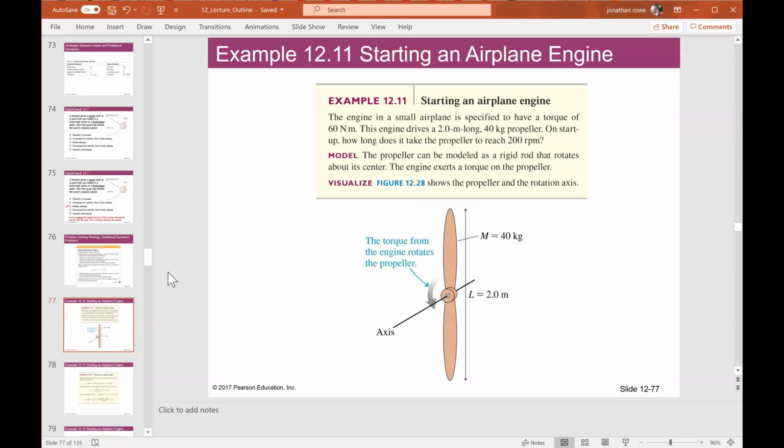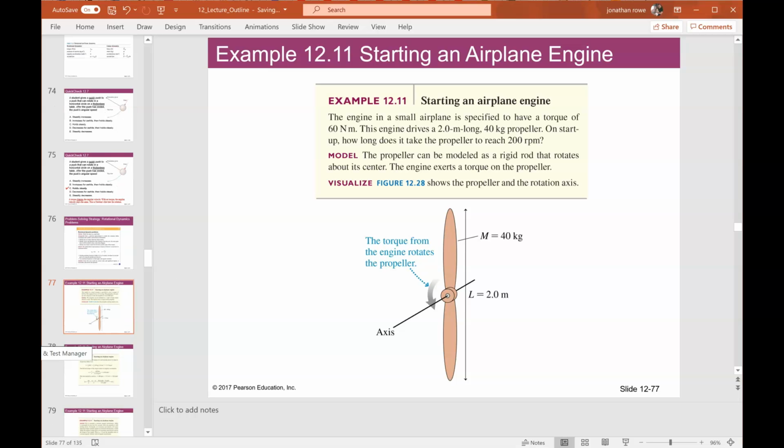Starting an airplane engine. The engine in a small airplane is specified to have a torque of 60 Newton meters. This engine drives a 2-meter long, 40-kilogram propeller. On startup, how long does it take the propeller to reach 200 RPM?